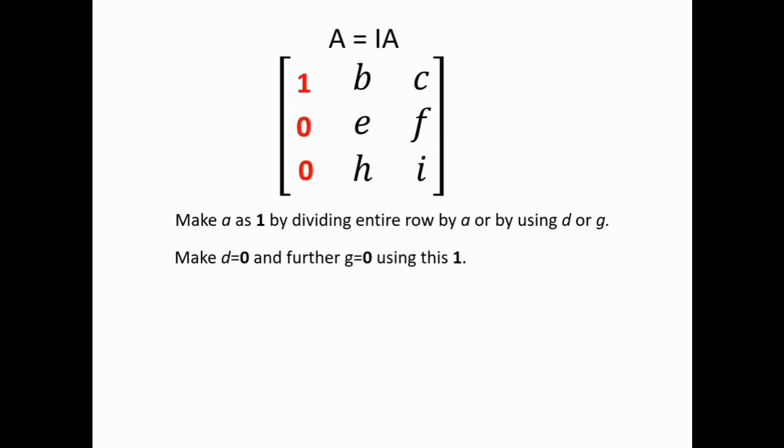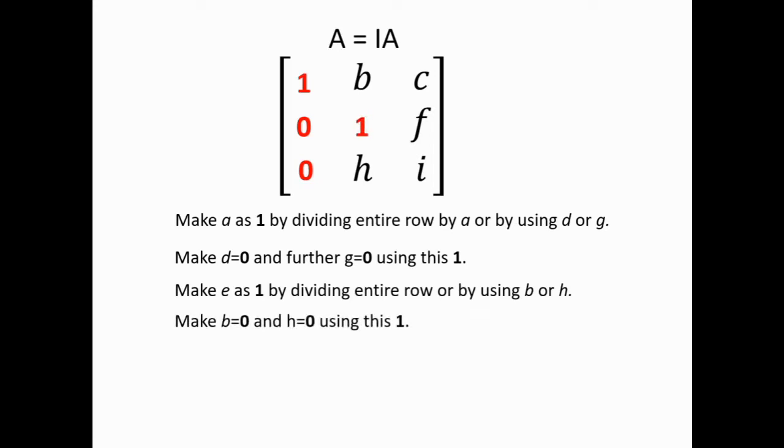Now this first column is completed. Next I will turn to this. I need 1 here. So what I will do is, either I will use this B and H to make it 1, or I will divide the second row by E, thereby making it 1. Once this is 1, I will use this to convert B and H into zeros. Once that is complete, these two columns are completed.